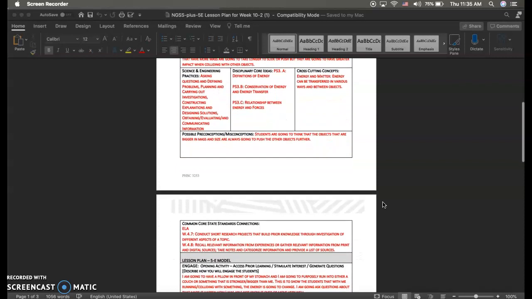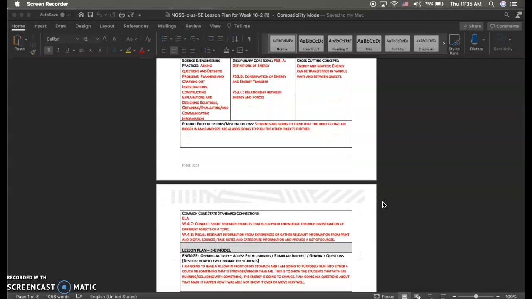Some of the science and engineering practices for this lesson are asking questions and defining problems, planning and carrying out investigations, constructing explanations and designing solutions, obtaining, evaluating, and communicating information. Other disciplinary core ideas are definitions of energy, so we will definitely be going over that definition. We will touch on conservation of energy and energy transfer, and then obviously the relationship between energy and forces, as the harder you push, the further it goes and the faster it goes.